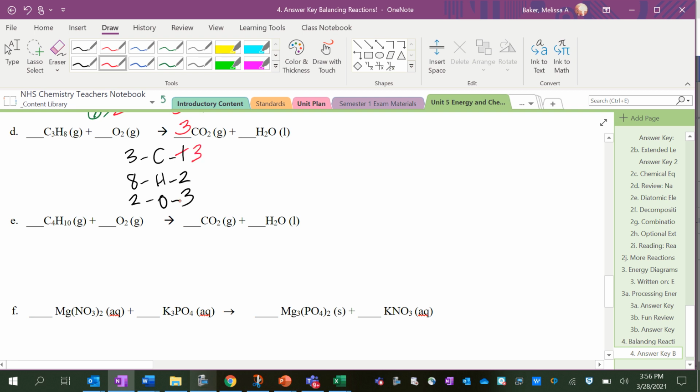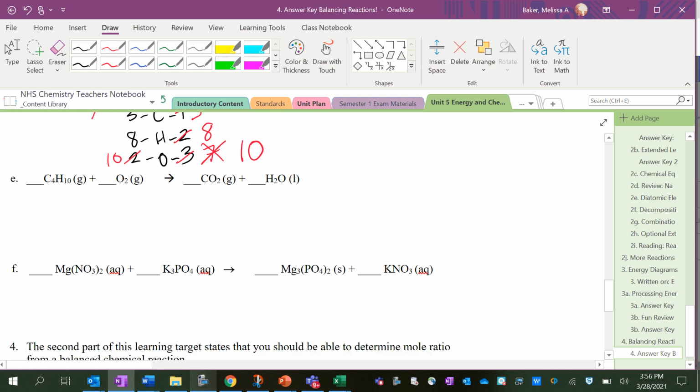If you put a 3 in front of the CO2, that helps your carbons. And then your hydrogens, you're going to need a 4 in front of the H2O to make it be 8 hydrogens. But now your O's are messed up. You've got 6 O's plus another 4 O's. That's 10 O's. What times 2 is 10? You need a 5. Now there's 3 carbons on each side, 8 hydrogens on each side, and 10 oxygens on each side. And there's a 1 out front, which we don't need to write.